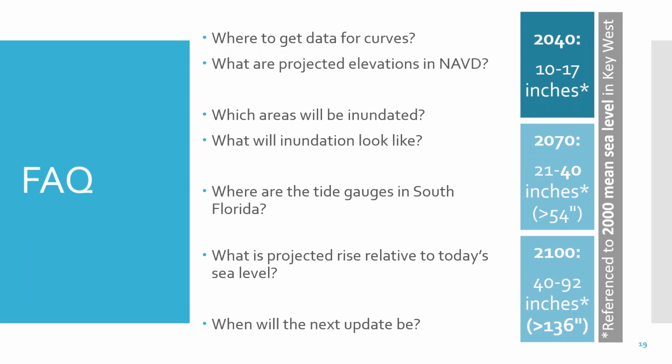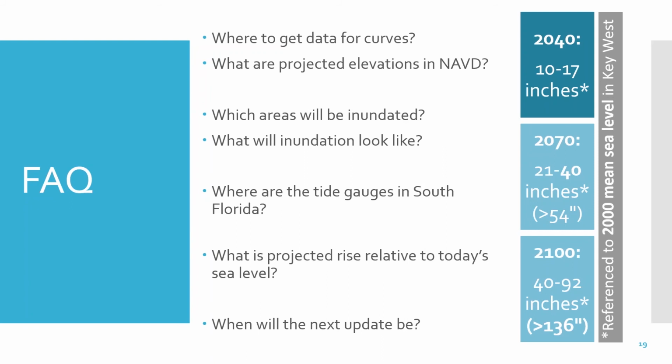Which areas will be inundated, and what will inundation look like? The Sea Level Rise Sketch Planning tool, also available online, can help understand which areas will be inundated by sea level rise within our county. Also, I shared some examples of areas that were inundated by high tide flooding. This is what inundation will look like on a daily basis in those areas unless adaptation occurs.